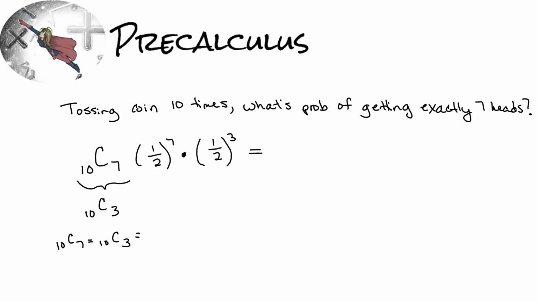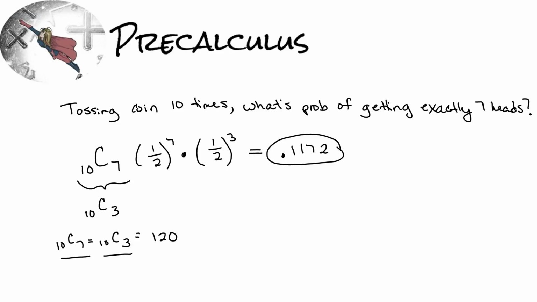So then we can use our calculator to get this final answer. So in the calculator, it ends up being 0.1172 when you round it. And I did the 10C7 and 10C3 in the calculator just to show you. Those both equal the number 120.